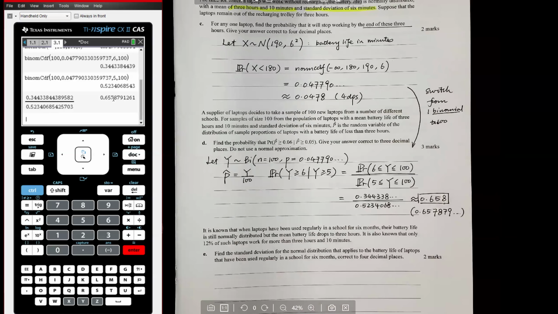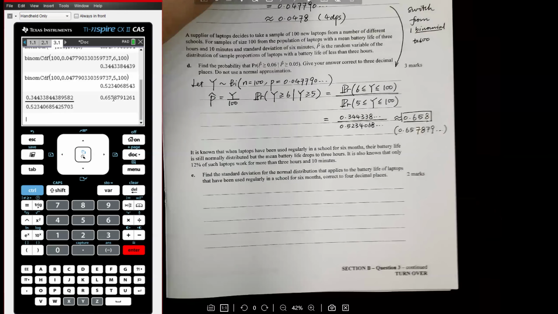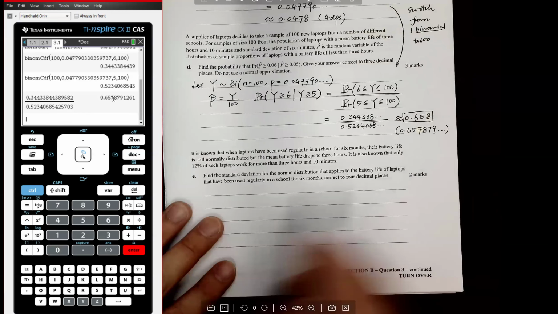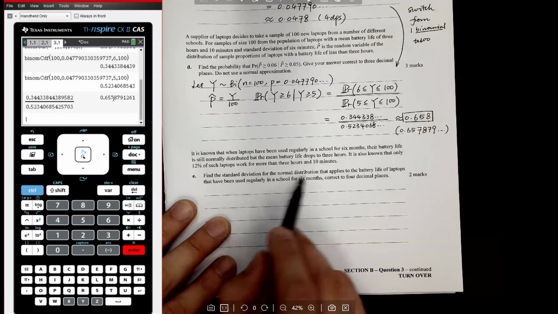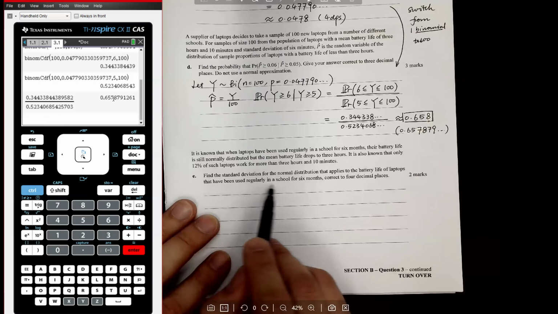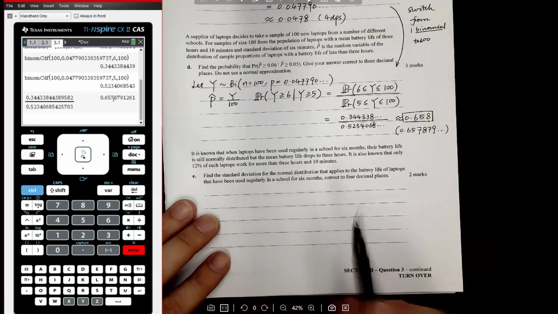Well, it is known that when laptops have been used regularly in the school for 6 months, their battery life is still normally distributed, but the mean battery life drops to 3 hours. It is also known that only 12% of such laptops work for more than 3 hours and 10 minutes. Find a standard deviation for the normal distribution that applies to the battery life of laptops that have been used regularly in the school for 6 months, correct to 4 decimal places.